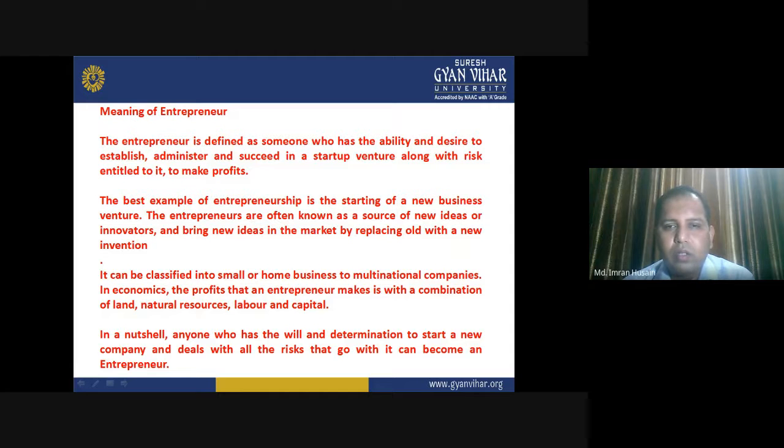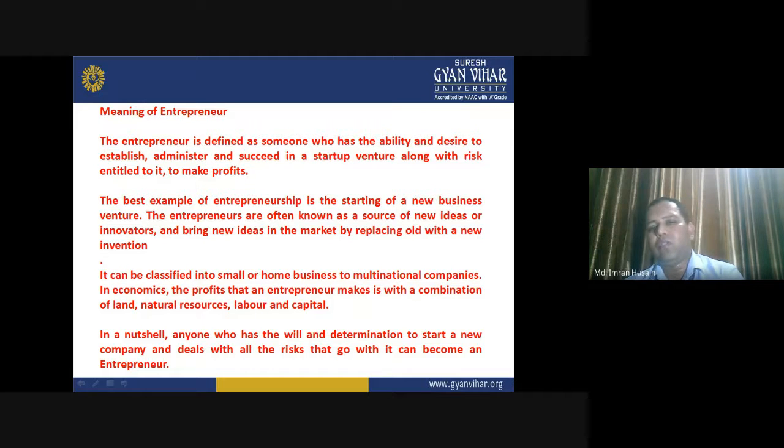And entrepreneurs are often known as the source of new ideas. New ideas came into existence, our economy opened, and many private companies in telecommunications took over. And what you see now, we can easily see that BSNL, the government Department of Telephonic Communication, and all those things, they are all lagging behind. They cannot compete with the private companies and the offers they are providing, and bringing new ideas into the market by replacing the old with a new invention.